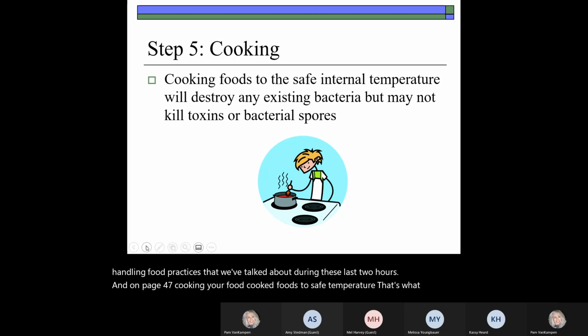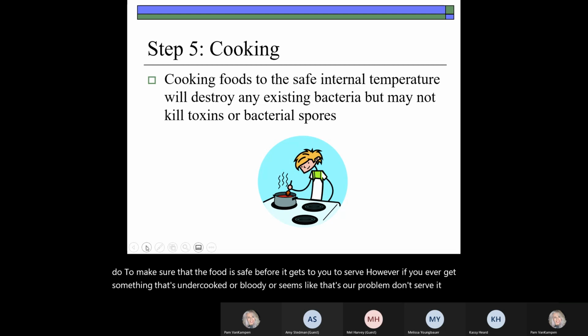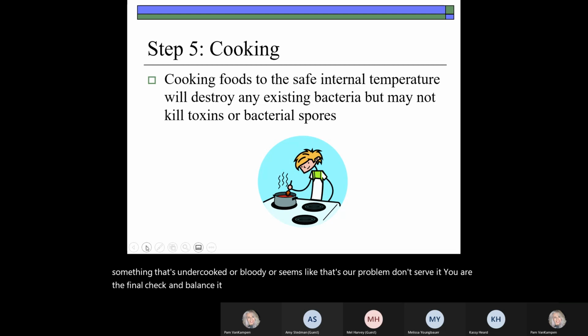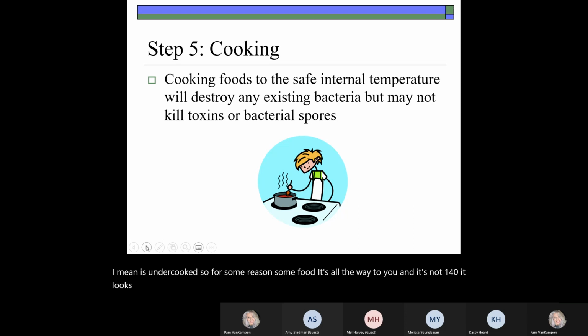That's what your cooks all do to make sure that the food is safe before it gets to you to serve. However, if you ever get something that's undercooked or bloody or seems like that's a problem, don't serve it. You are the final check and balances before it goes out to the older adults. It's okay to say, I'm not serving this. You're not going to get in trouble. You'll get more trouble if you serve something that's undercooked. So for some reason, some food gets all the way to you and it's not 140, it looks raw, bloody, anything like that. Contact your nutrition director immediately. Don't serve that food.